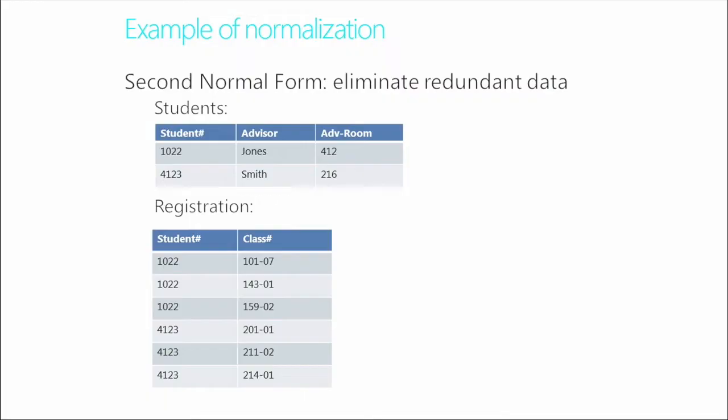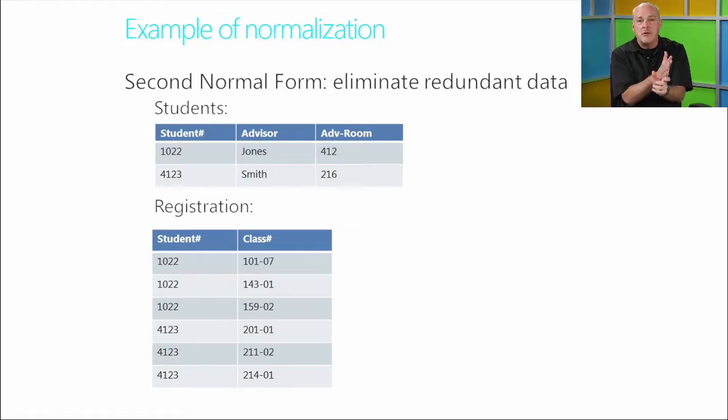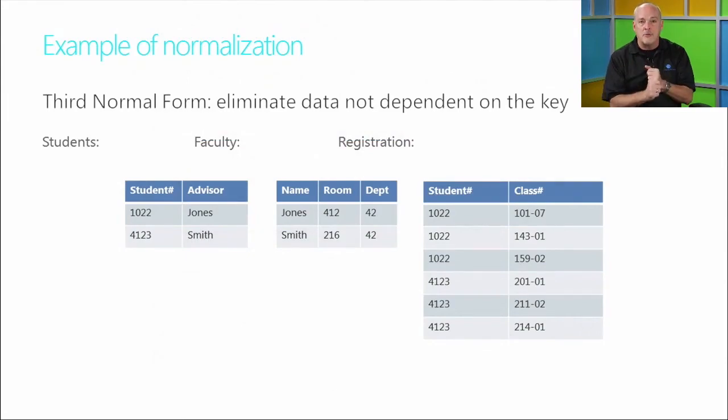When I look at this, I've got student number, I've got Jones, and I've got the advisor's room is 412. Well, the main column in here is student number. That advisor room is not directly associated with the student number, so it does not belong there if we're going to normalize our content. Hence, what we do here is we introduce a third table. Now we're going to have a student, my rows are off a little bit, but we're going to have our student, which is 1022, their advisor is Jones. Now, I want to figure out where the room number is for Jones.